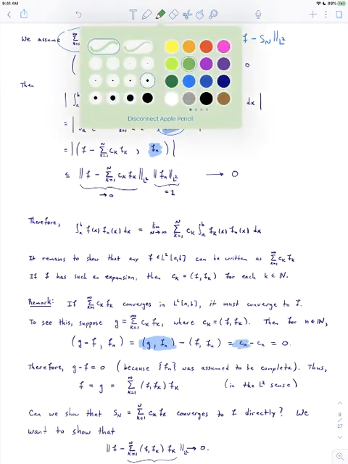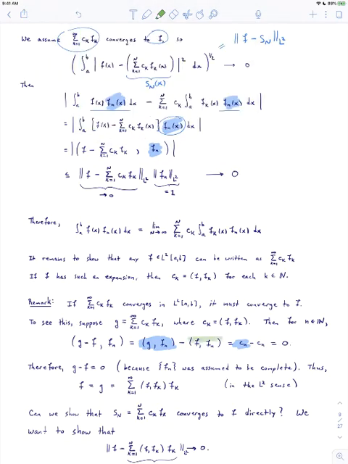On the other hand, we defined cn to be equal to the inner product of f with fn. That was the definition. That's how we defined ck, or cn in this case. So cn is defined to be f comma fn, or the inner product of f with fn. So what does that tell us? That tells us that the inner product of g minus f with fn is going to be equal to 0. But this is true for every fn. So g minus f must be equal to 0.